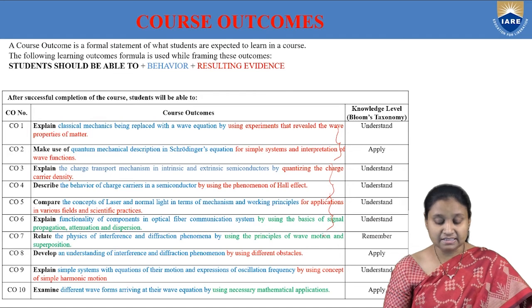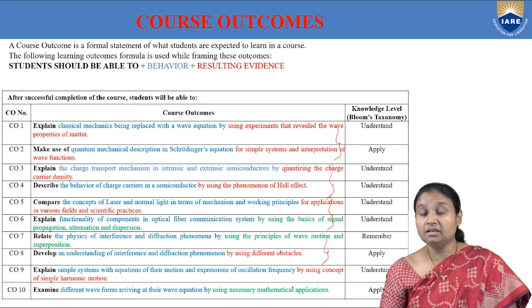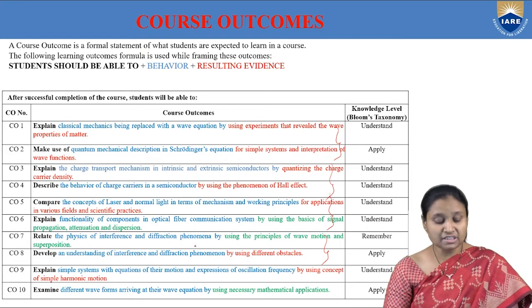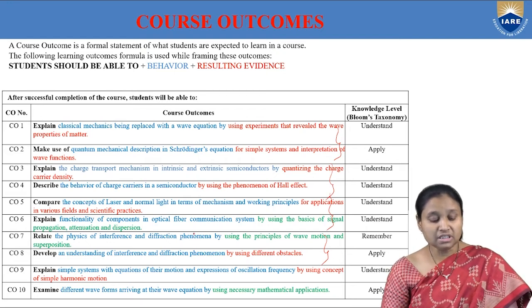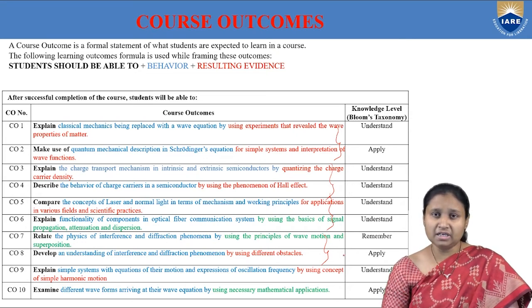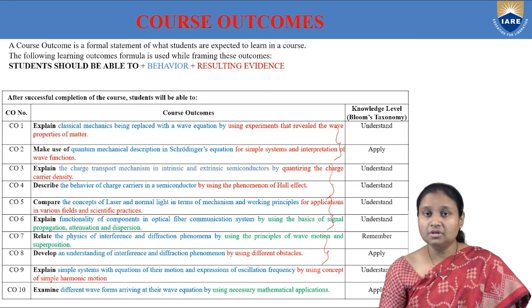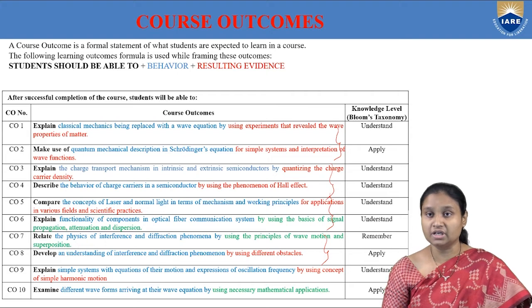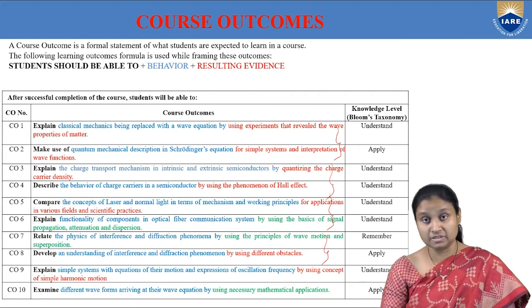And then the seventh and eighth outcomes are related to the fourth module, which is lasers and optics. Coming to the seventh outcome, students will be able to relate the physics of interference and diffraction phenomena by using the principles of wave function and superposition. This will come under the Remember level, because already at plus 2 level they study these phenomena of interference and diffraction, so they are going to recollect those principles.